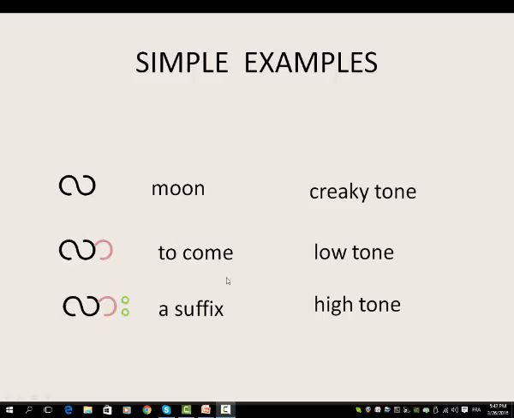And you see the meaning here is different. So la would mean moon, la means to come, la is a suffix that is used to indicate a yes or no question. Let's listen to the 3 words together. La, la, la. Now let's have a look at another example.